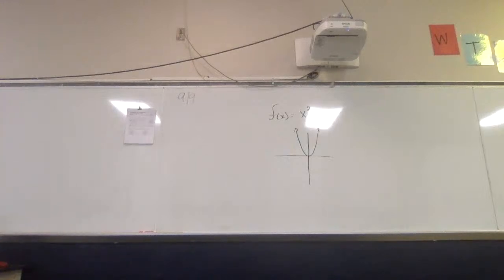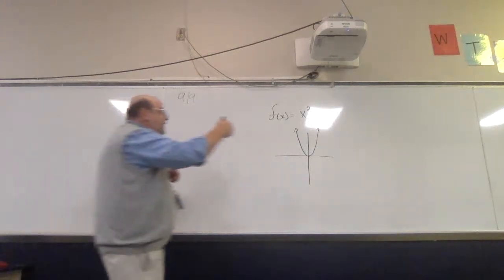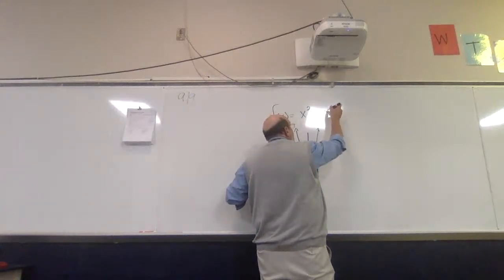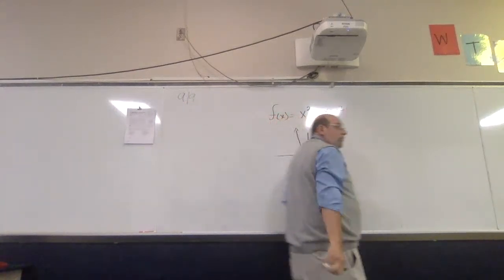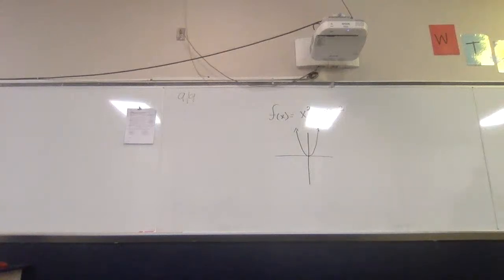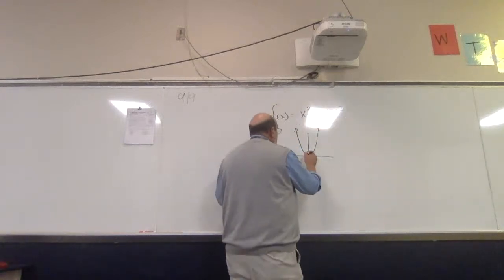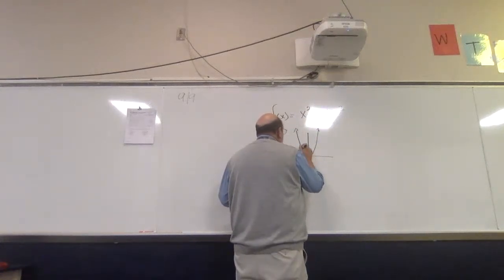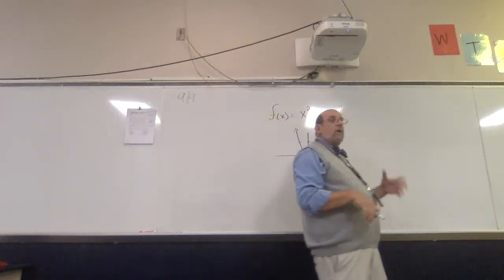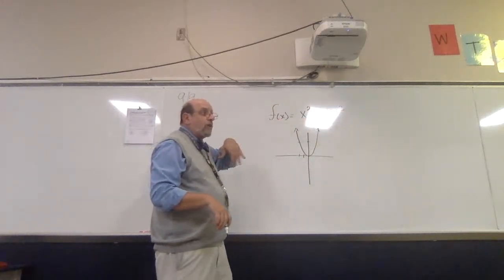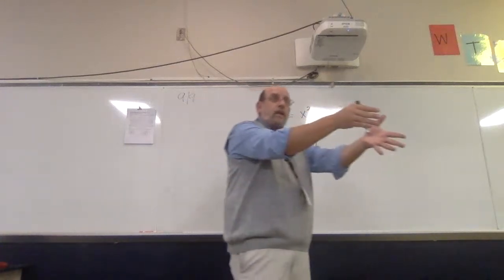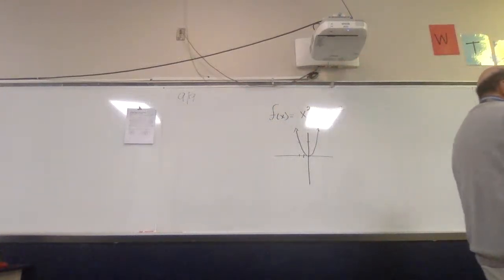If I said, is this function continuous at x equals -2? Is it continuous at x equals -2? Yes, absolutely. Because if I'm over here at -2, 1, 2, 3, 4, we got -2, 4 as our point there. So we put in a -2, we get out a 4.